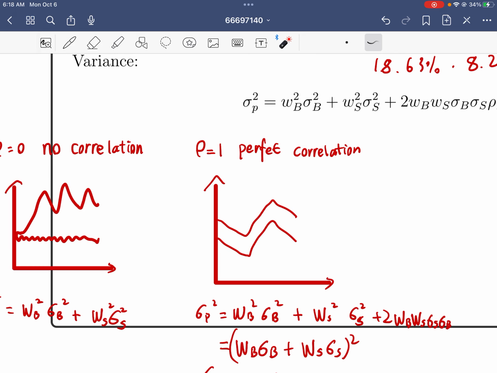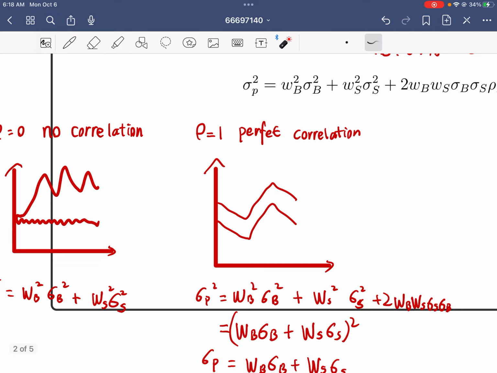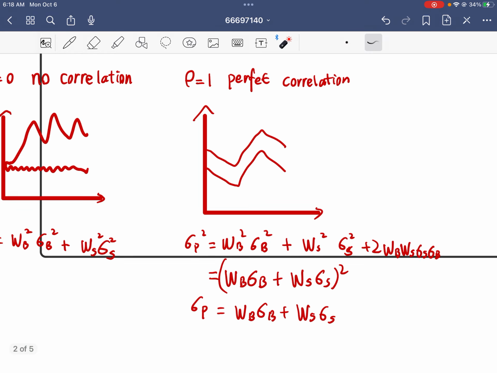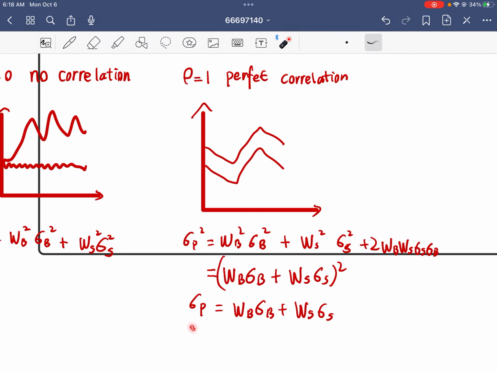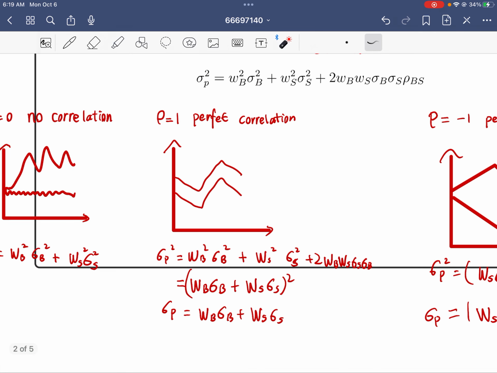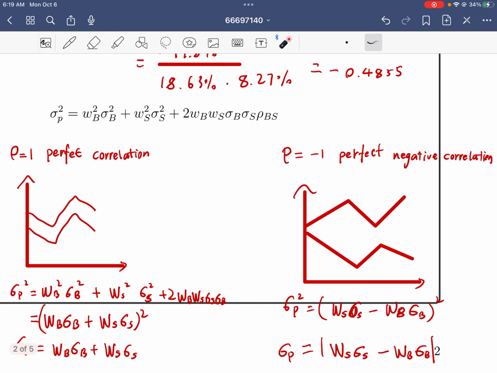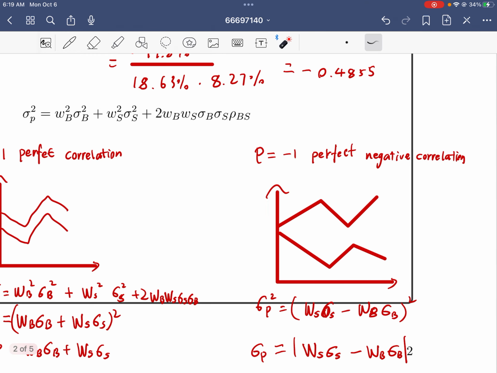For perfect correlation, the two stocks literally move together with the same magnitude. So when one stock goes down, the other stock goes down by the same percentage. So they are in perfect sync with each other. You can treat these two as one stock. So after you simplify the variance equation, the standard deviation is actually the sum of the weights times the standard deviation of each stock. You can treat them as one because they move exactly the same.